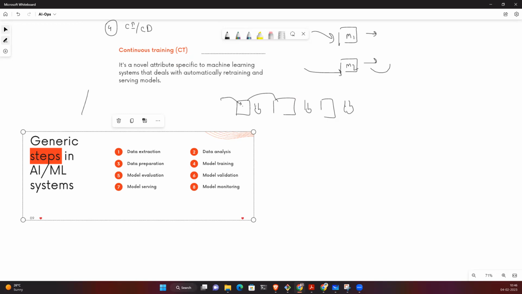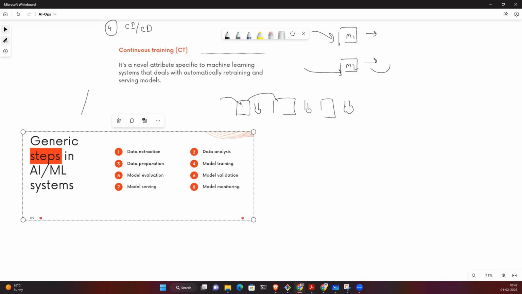Third is data preparation. The machine only understands numbers, right? So we have to prepare our data in some way so that we can pass it to the machine to get trained. Fourth is model training. We got the data, we did our EDA, and then we do the model training. Once that is done, next is model evaluation, to check whether our model is performing well or not, using different evaluation metrics.